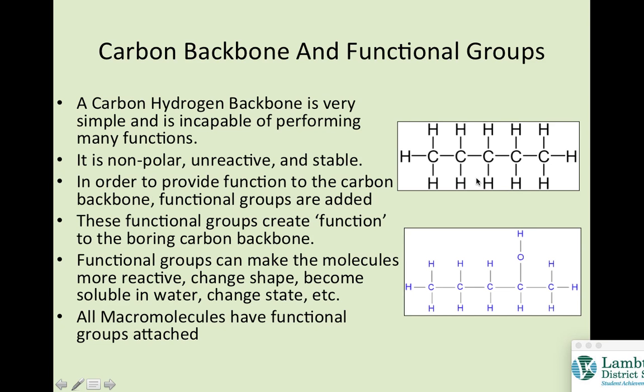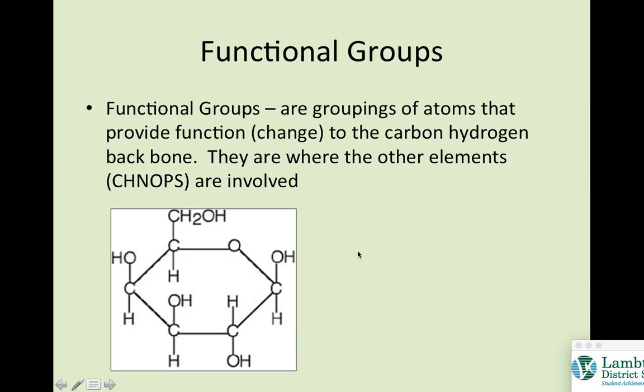In order to provide function to the carbon backbone, we add these things called functional groups. Now, there's a lot of different types of functional groups. One that I have here is an OH group. This OH group has been added to our normal carbon backbone, and this is going to provide function to it. It's going to change this molecule into something different. This one's going to be a lot more functional and provide a lot more functions to the body than this one does. When we add these different types of molecules to the carbon-hydrogen backbone, we call them functional groups. So functional groups are groupings of atoms that provide function or change to the carbon-hydrogen backbone.